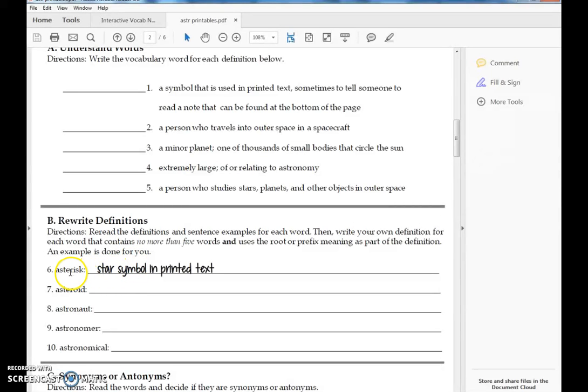So the example here is for asterisk. It says star symbol in printed text. Well, the writer just put this in her own words. It's not the exact definition as what was above. It's in her own words, and she didn't use more than 5 words, and she used the meaning of the word aster in her definition. So the word star is in there. So you're going to be doing the same for numbers 7 through 10.